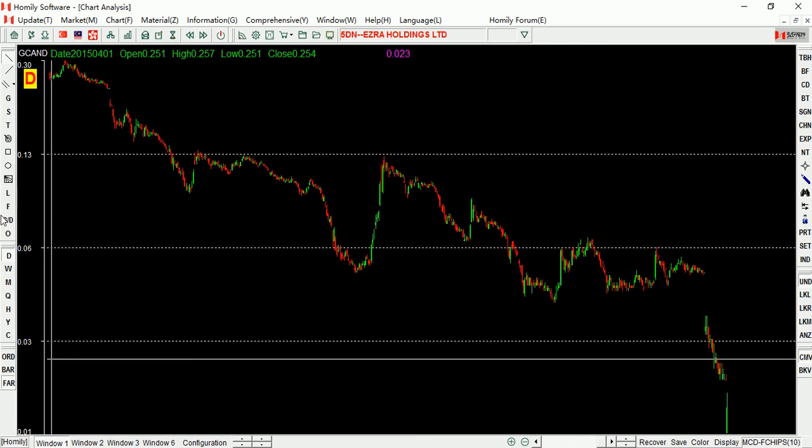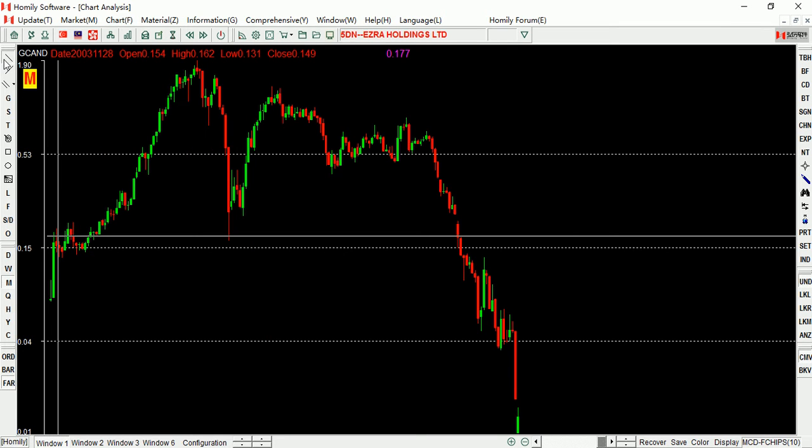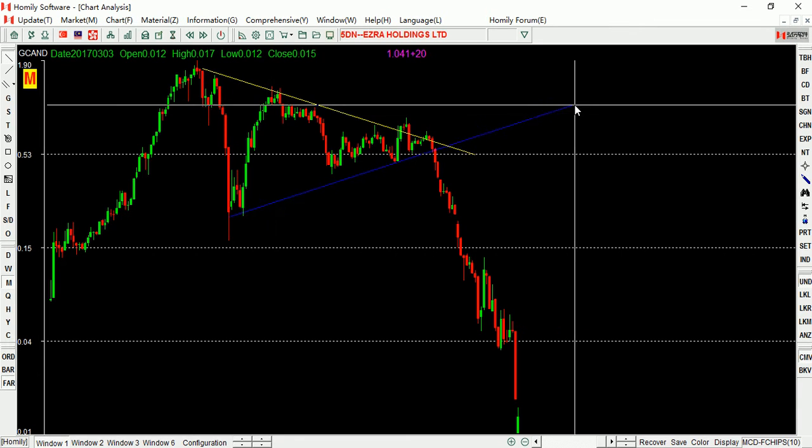Okay. So firstly, let's see the monthly chart. The monthly chart, good or not? Not good. Which point is the good buy point? Which point is the good sell point? This is the triangle pattern, right?